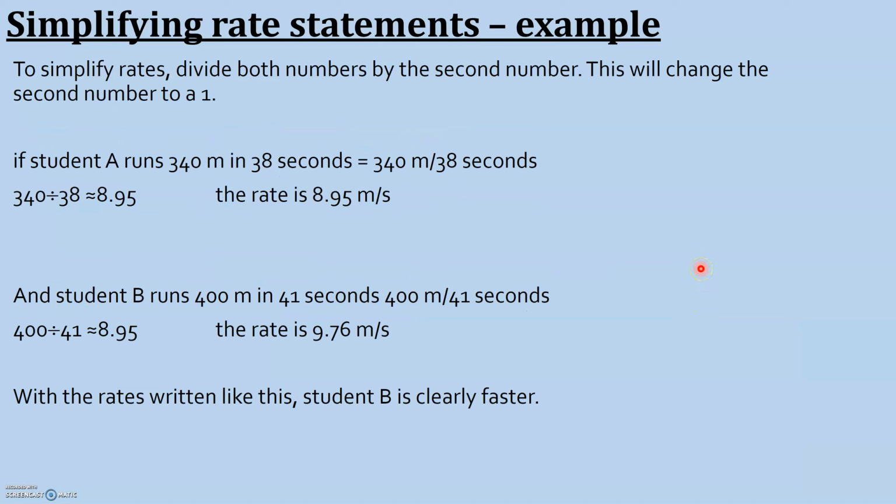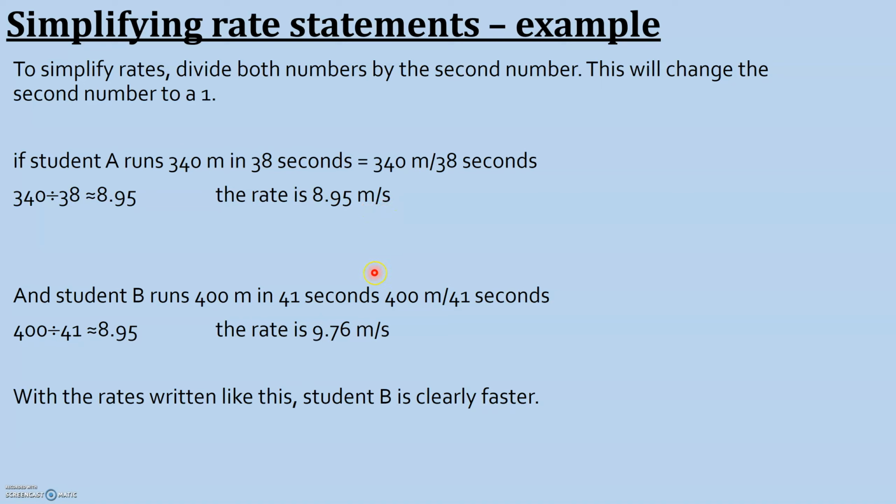Now, the way we go about simplifying these rates so that our second number is 1 is we divide both of these numbers by 38. I'll say that again. We take our second number here and we divide both of these numbers by that number, in this case 38. So 38 divided by 38 will give us 1 second here. And if we take 340 divided by 38, we'll get 8.95. So then our simplified rate is student A ran at 8.95 meters in 1 second.